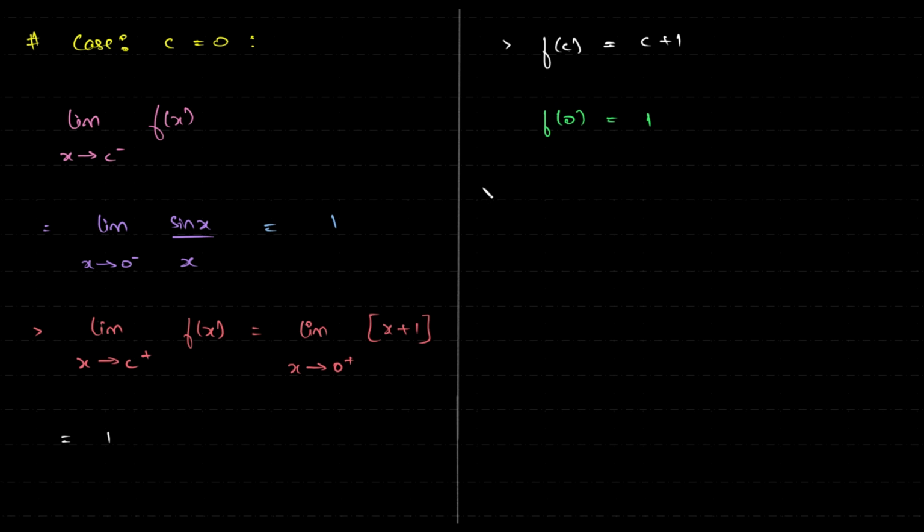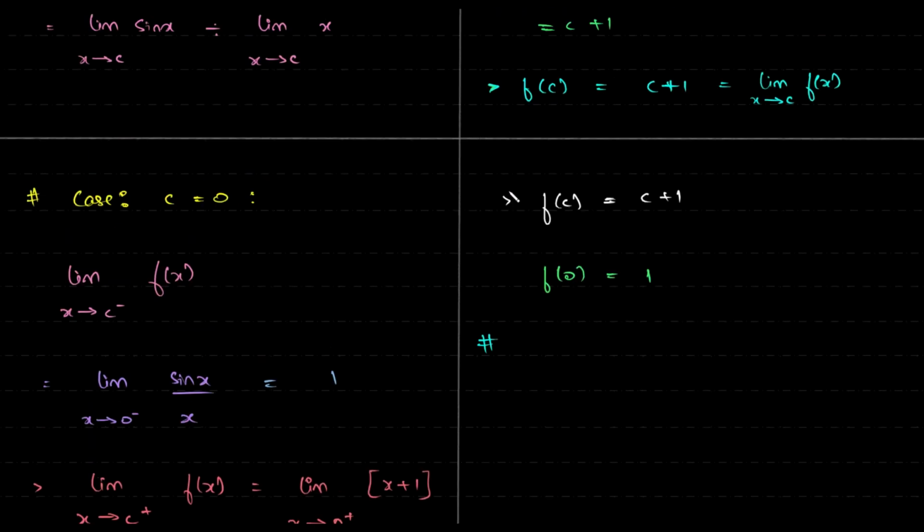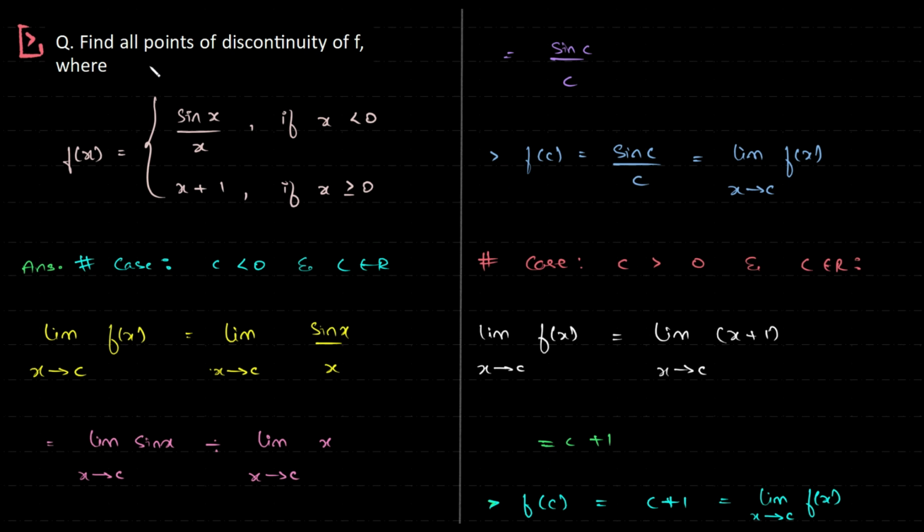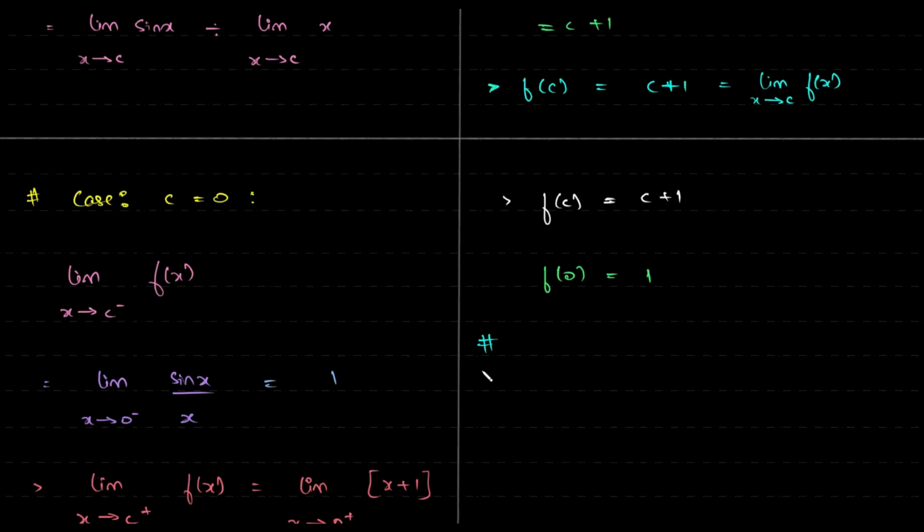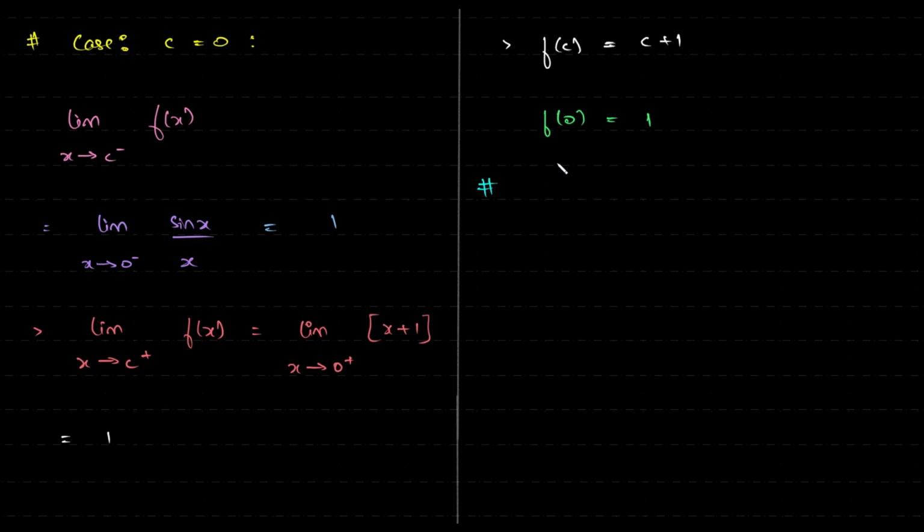So finally, what can we infer? What is the question? Find all the points of discontinuity. We'll just write there is no point of discontinuity. In the graph also, it was very visible. There is no point of discontinuity. So that is our conclusion.